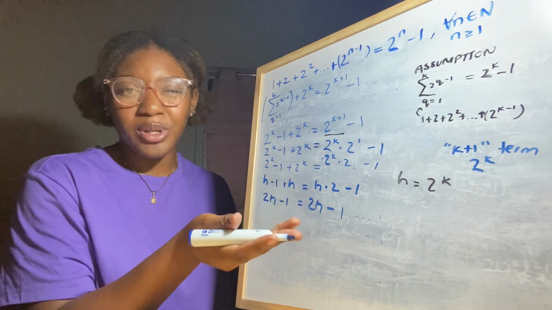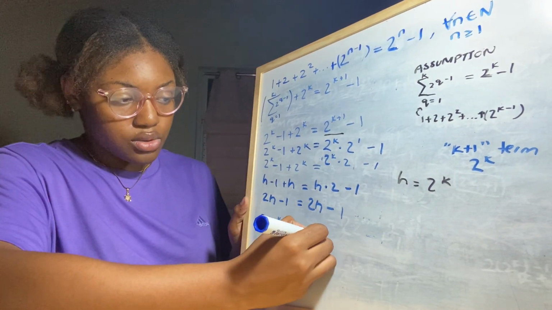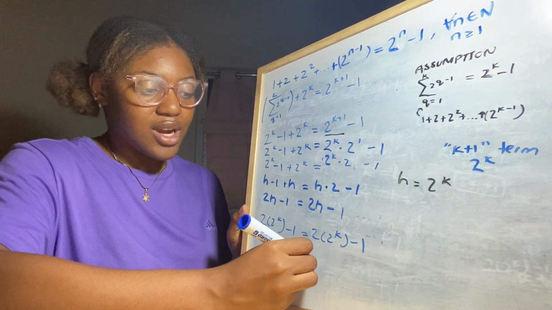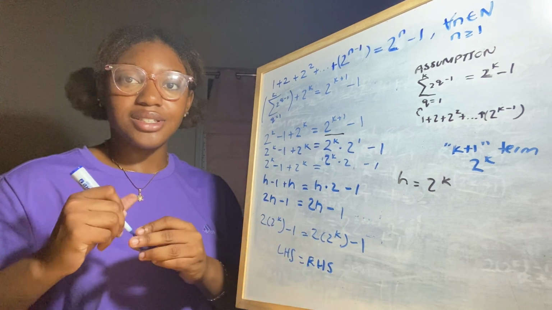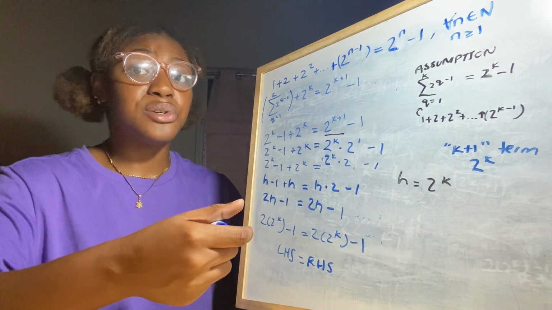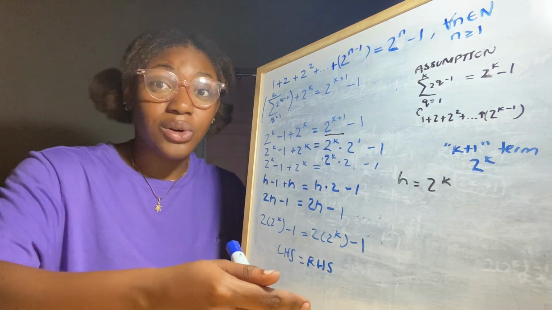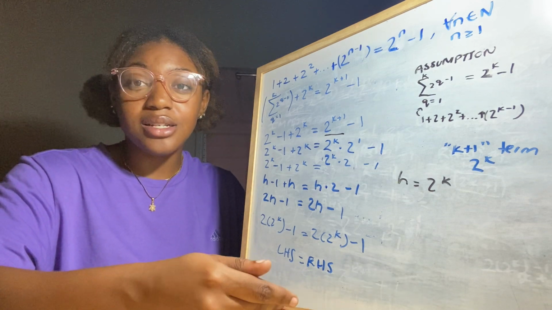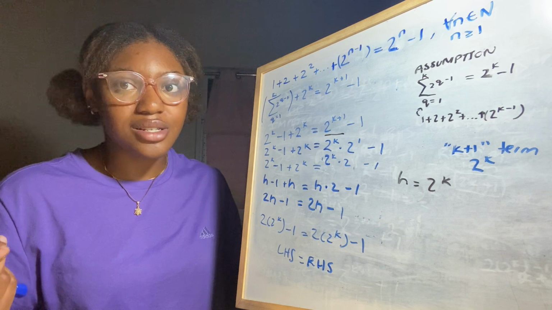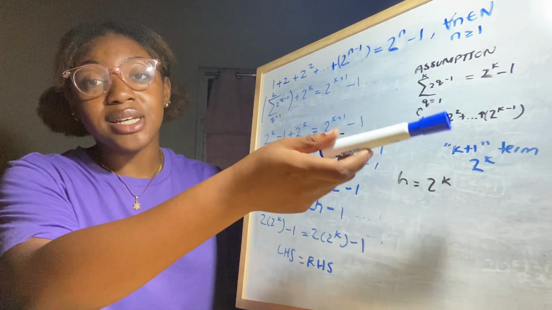So I'm going to replace back the h with 2 raised to the k. Okay, 2 raised to the k minus 1. And we're saying that the left-hand side is equal to the right-hand side. Since they are equal, that means the statement is true when n is equal to k plus 1. And since the statement is true for n equal to 1, n equal to k, and n equal to k plus 1, we can make a general conclusion that the statement is true for every natural number n where n is greater than or equal to 1.